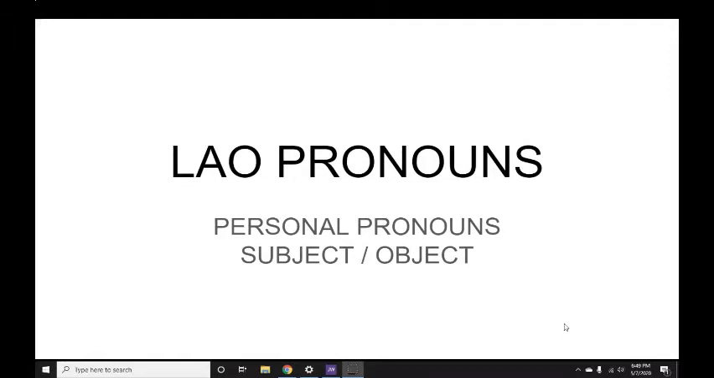Now we're taking a little bit of a break between our consonants and our vowels. And we're going to go over pronouns, because pronouns will help us to be able to form short phrases using some of the nouns or the vocabulary words that we learned with our consonants. Okay, so let's get started.